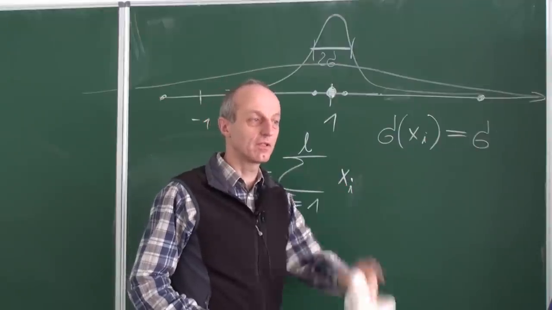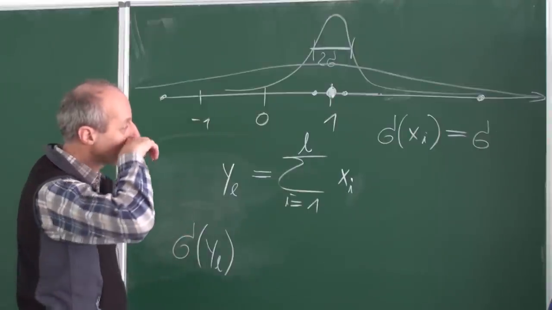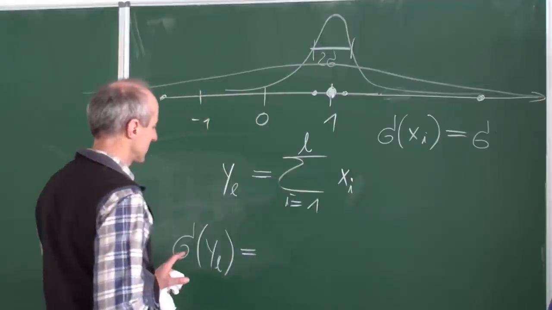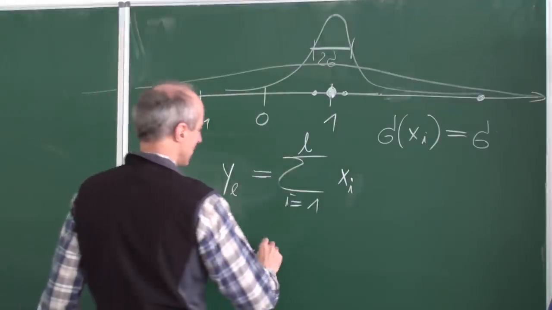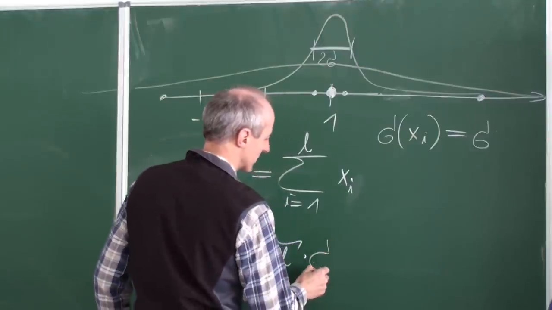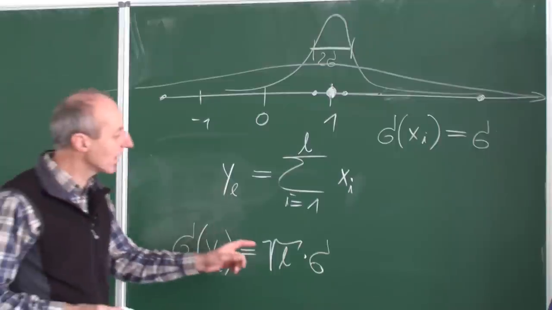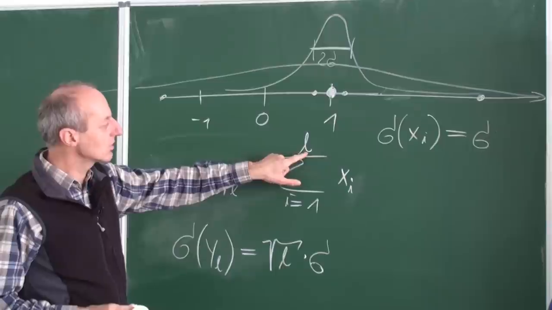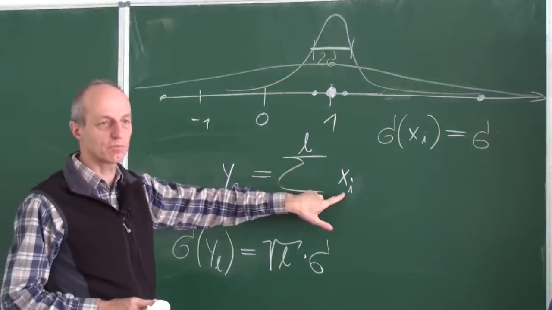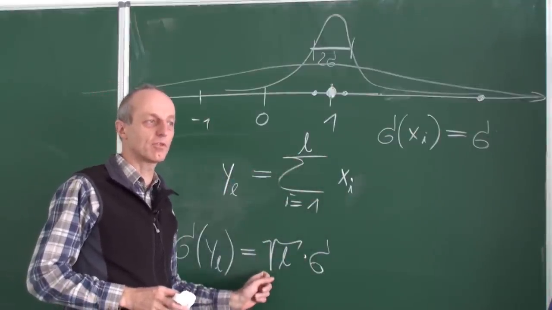You have to repeat this central limit theorem. That's really important, yeah? It's very important for all empirical scientists. So what we then have is the sigma of the sum variable is the square root of L times the original sigma. Okay? And that's quite easy. We just have to take the number of terms we have in the sum, which is L, and then we take the square root of the number of the terms.